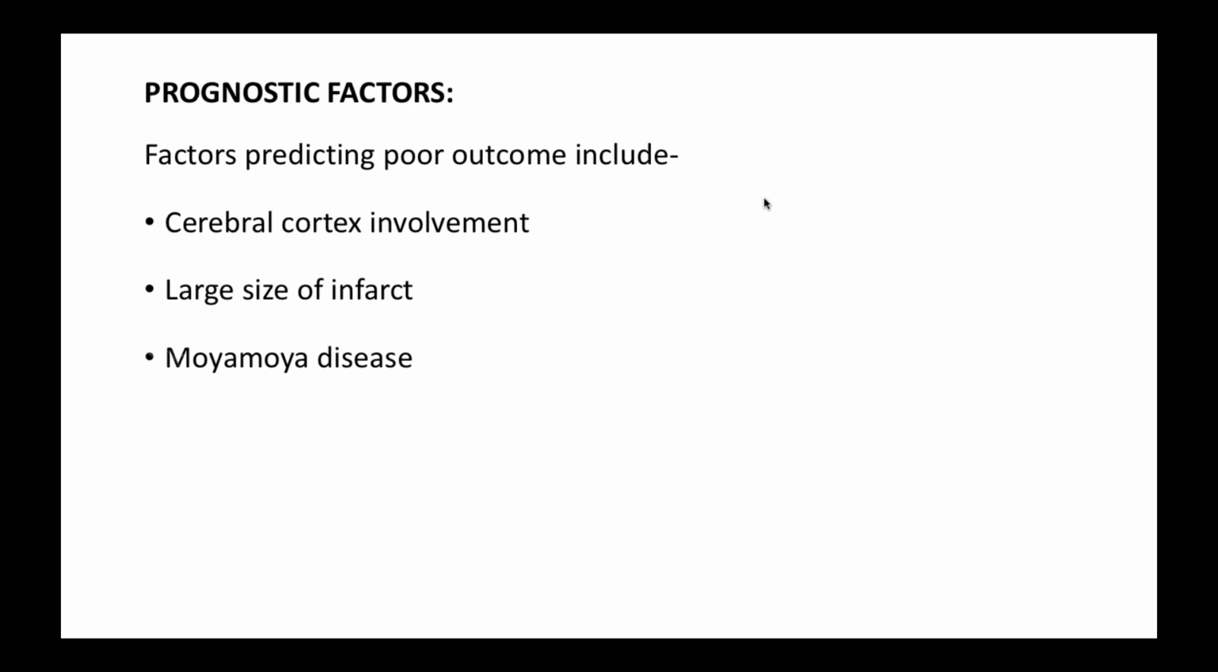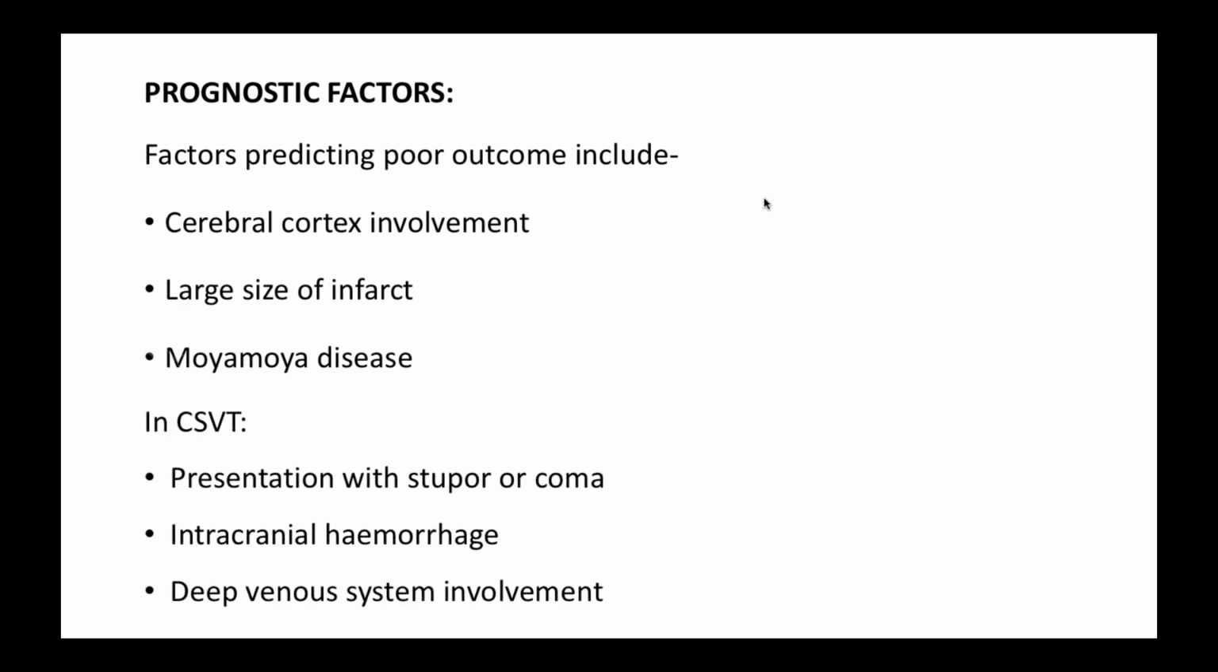What are the prognostic factors which indicate poor outcome? If there has been a cerebral cortex involvement, this is especially for the acute ischemic stroke. The area of the infarct was large, and in moyamoya disease, because usually it is recurrent and it may convert into hemorrhagic stroke as well. In CSVT, the poor prognostic indicators are if the child presents with stupor or coma at the presentation, if there is intracranial hemorrhage along with the venous infarct, and if the deep venous system is involved. Usually the superficial venous system is involved. If the deep venous system is involved, it is a poor prognostic indicator.